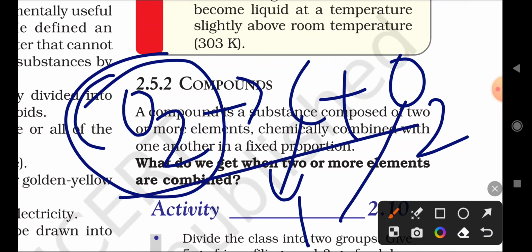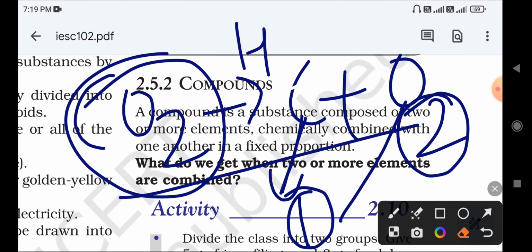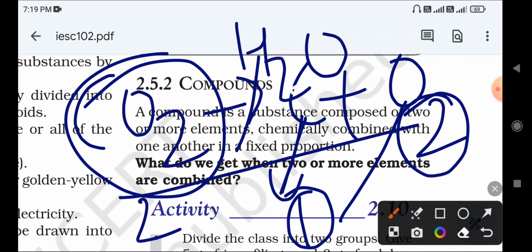This fixed proportion means there is no change in the amounts of the elements while combining with each other. In carbon dioxide, carbon is always one, oxygen is always two. In water also, two of hydrogen plus one of oxygen combine to give the compound. This is chemically bonded with fixed proportions, right?